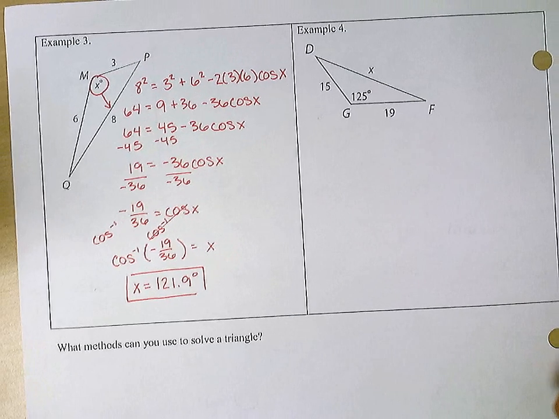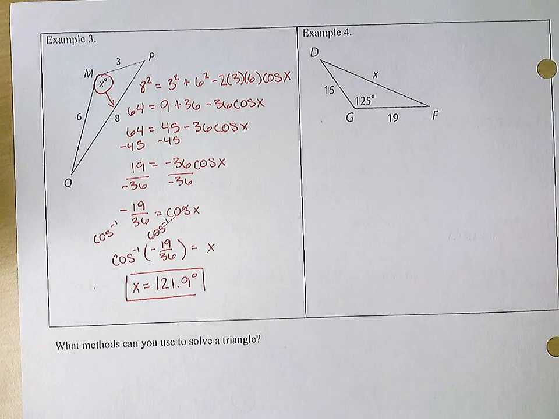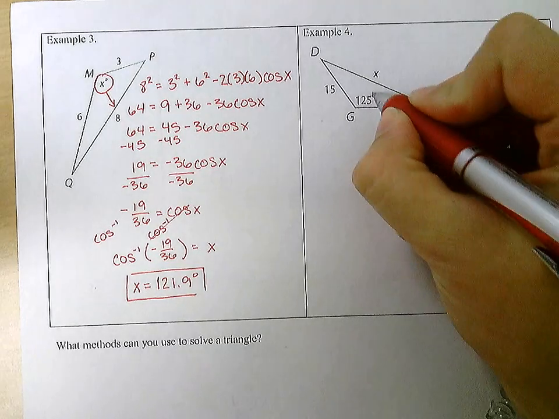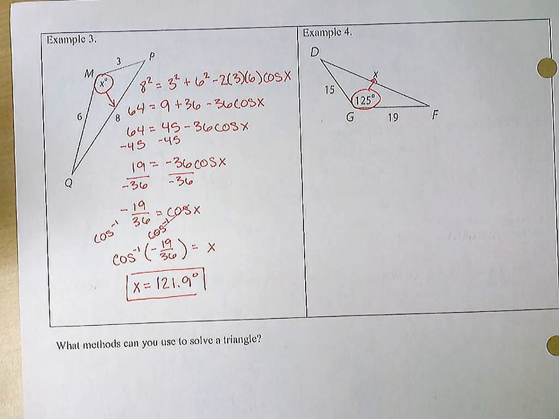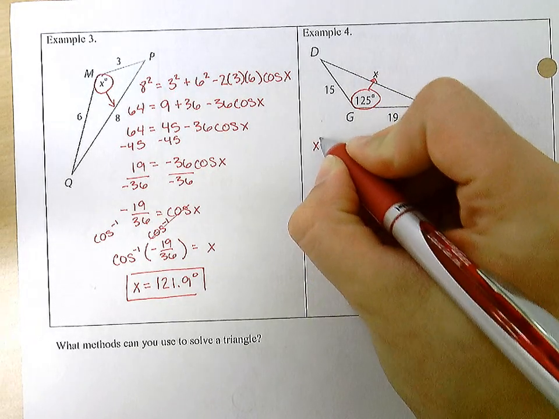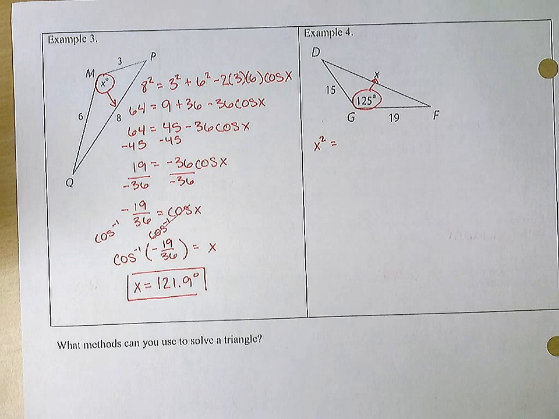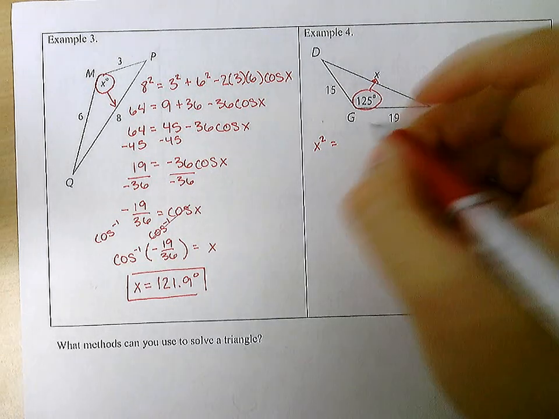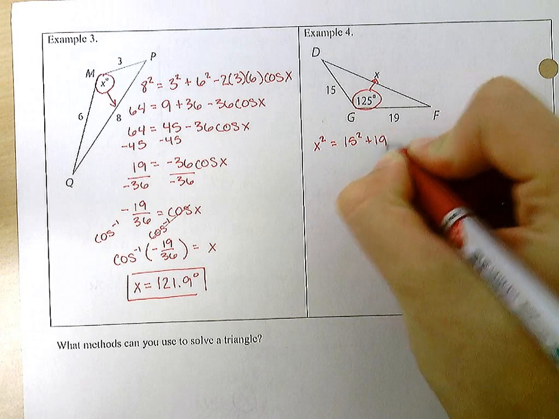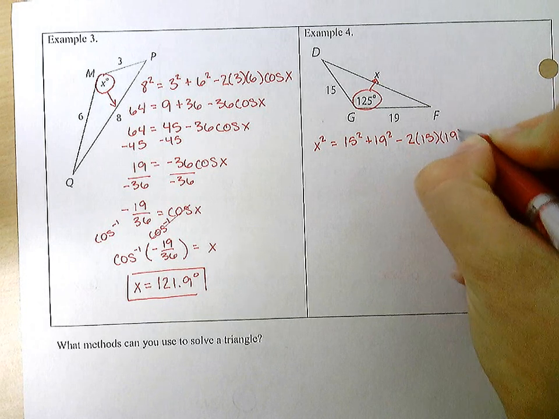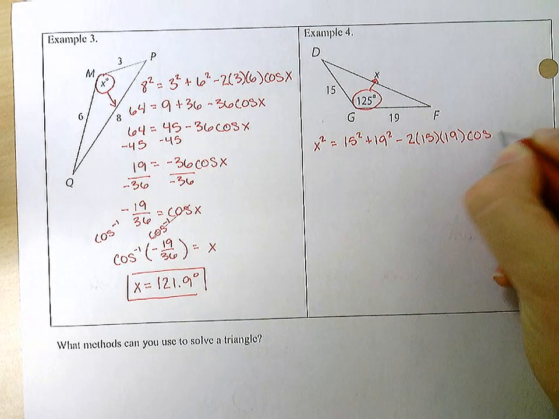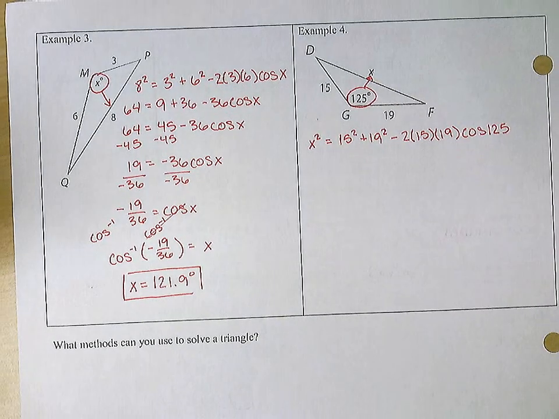All right, one more example here. So this is like the first one that we did. If you already did it, that's great. So first I would locate my angle and find its opposite side. That opposite side goes on the left-hand side of your equal sign. So we would have x squared is equal to your other two sides squared and added together. Then subtracting 2 times those other two sides, multiplied by the cosine of 125, because that's the angle that I was using.